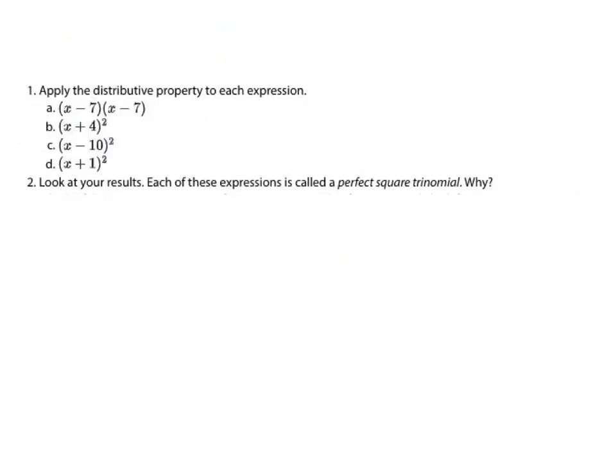All right, now apply the distributive property to each expression. Okay, that's what we just talked about. I'm going to work down here. I have x minus 7 and x minus 7. If I just talk through FOIL, what I'm going to do here is multiply first times first. x times x is x squared. Outer is negative 7x, inner is negative 7x. If I collect those together, I get a negative 14x. And then last, plus 49.